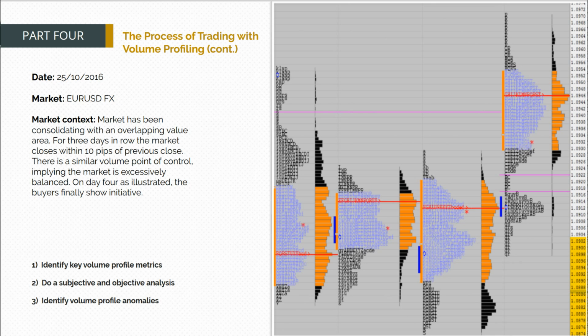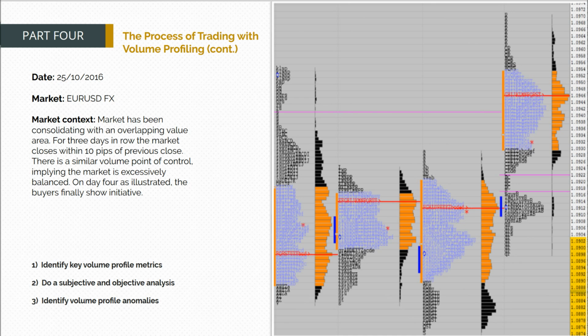What we then do is we go through our 3-step process. Now, step 1, we identify the key volume profile metrics. Basically, you take the template provided in your playbook and you complete it. So you analyze on day 3 the high, the low, the range, the initial balance, the value area, the open, the close, the volume point of control, etc. So you complete your template provided.